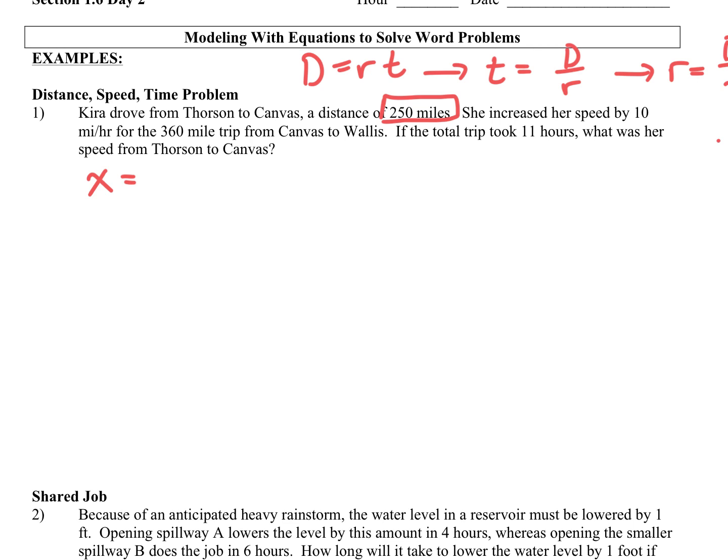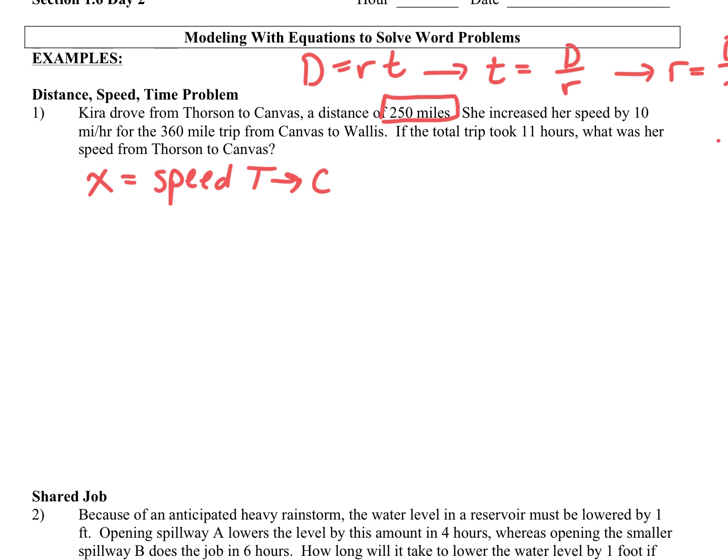So X is what we're looking for. We're looking for what was her speed from Thorson to Canvas. So X equals speed, and I'm just going to put T to C, Thorson to Canvas, because once we get to Canvas, we increase our speed by 10 miles per hour to get to Wallace.